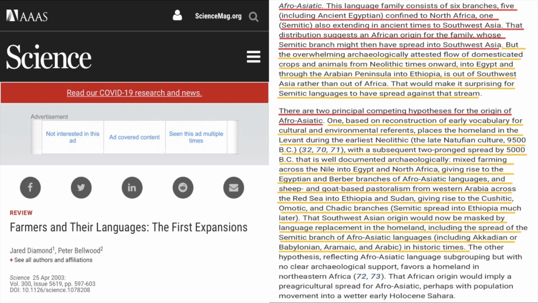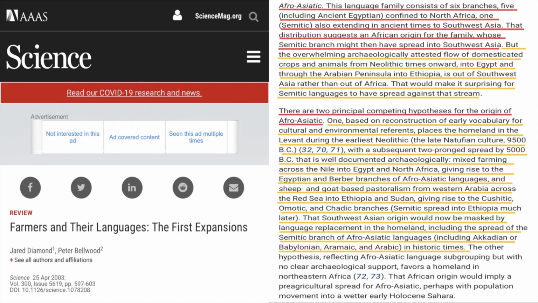So here is a paper from Science magazine titled Farmers and Their Languages: The First Expansions. This is by Jared Diamond and Peter Bellwood. So it reads, Afro-Asiatic. This language family consists of 6 branches, 5 including Ancient Egyptian, confined to North Africa, 1 Semitic, also extended in ancient times to Southwest Asia. That distribution suggests an African origin for the family, whose Semitic branch might then have spread into Southwest Asia. But the overwhelming archaeologically attested flow of domesticated crops and animals from Neolithic times onward into Egypt and through the Arabian Peninsula into Ethiopia is out of West Asia rather than out of Africa. That would make it surprising for Semitic languages to have spread against that stream.